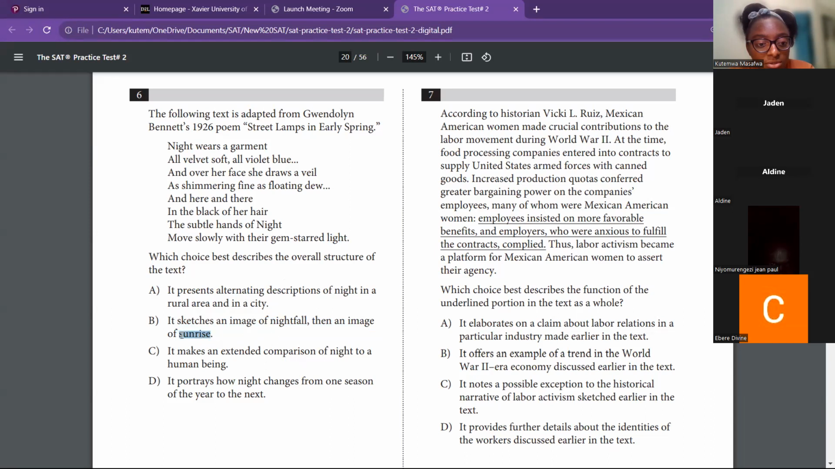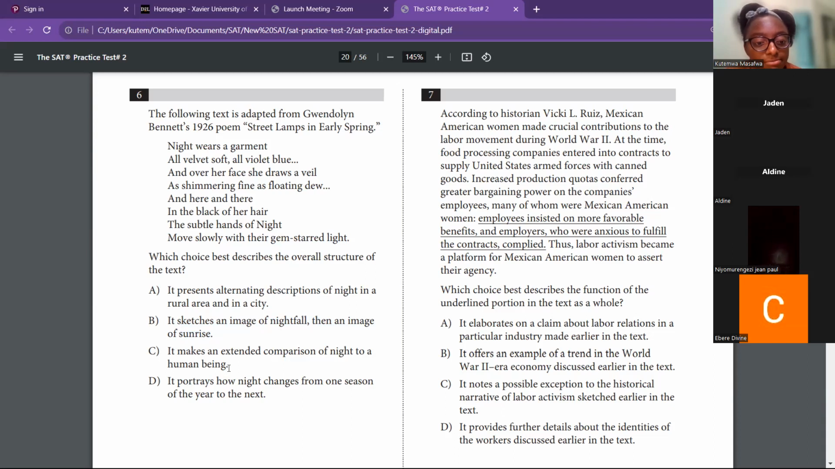So what about the sunrise? What part makes you see sunrise? And also, if you want to type a reason in the chat, feel free to do so. Gem-starred light. Order says gem-starred light. Okay, I see. Or slowly. Remember the sun does rise slowly. Okay, so I see why you see it's B. Okay. So anyone want to defend C?